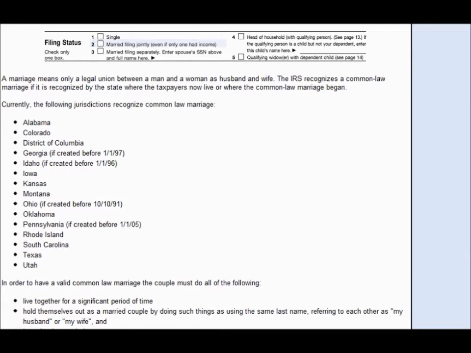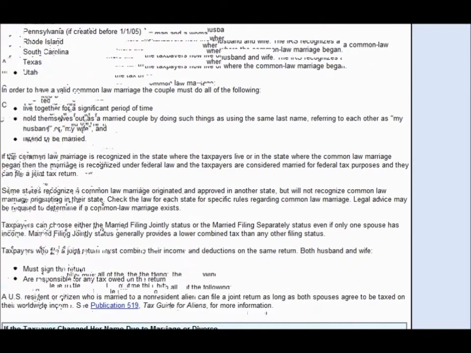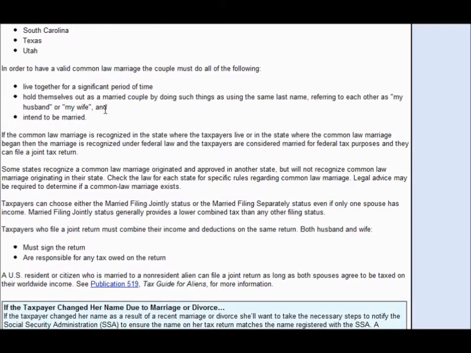Note, in order to have a valid common law marriage, the couple must do the following: live together for a significant period of time, hold themselves out as a married couple by doing such things as using the same last name, referring to each other as my husband or my wife, and intend to be married.